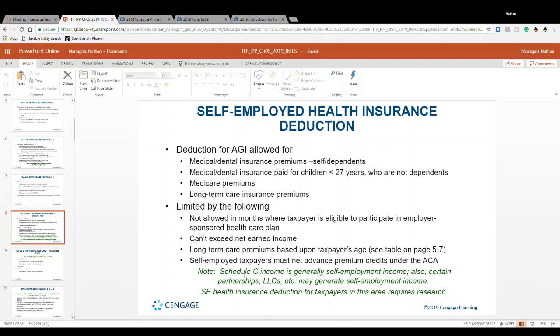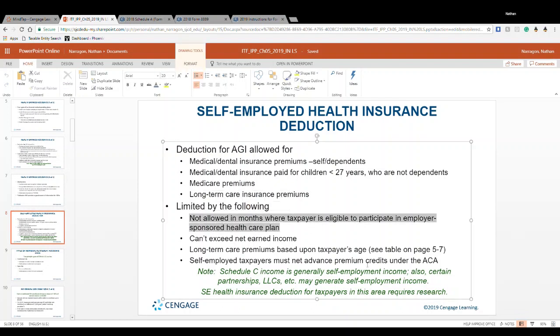But note right here, Schedule C is typically the one that we do general self-employment income, and for certain partnerships and LLCs, and it may generate self-employment income in itself. Self-employment health insurance deduction for taxpayers in this area requires research. This is one of those little things that you actually have to look into. You have to ask your client some questions. Again, the biggest thing right here is if they're also working at W-2, you need to watch out for this part. Okay?